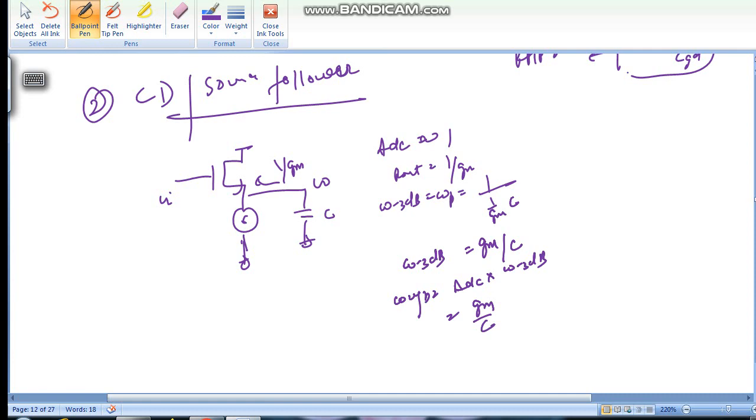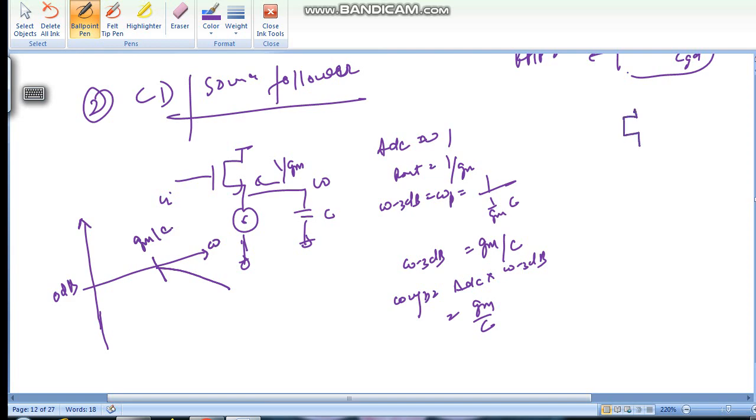If we draw the Bode plot, say this is the 0 dB line, and it will be like this. So UGB and omega pole are Gm by C. This is omega. Now let's find the zero in this.